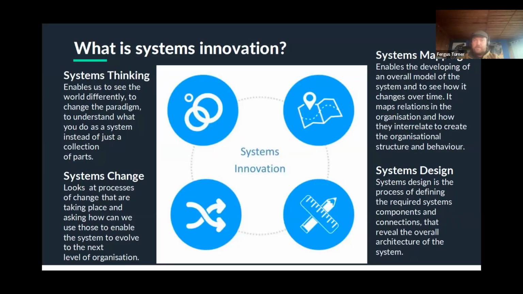And just to clarify for those who aren't familiar with the terminology, when I say systems innovation, I'm including these four different dimensions. So systems thinking would be the broad framework of the course and how the course is structured, how the content is delivered, the tools, and so on. This is a practice that enables us to see the world differently, to change the paradigm, to understand what you do as a system instead of just a collection of parts.